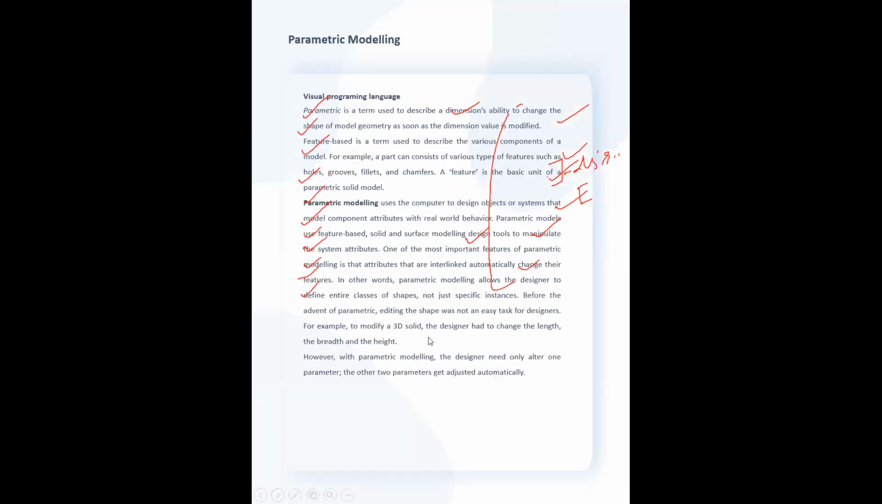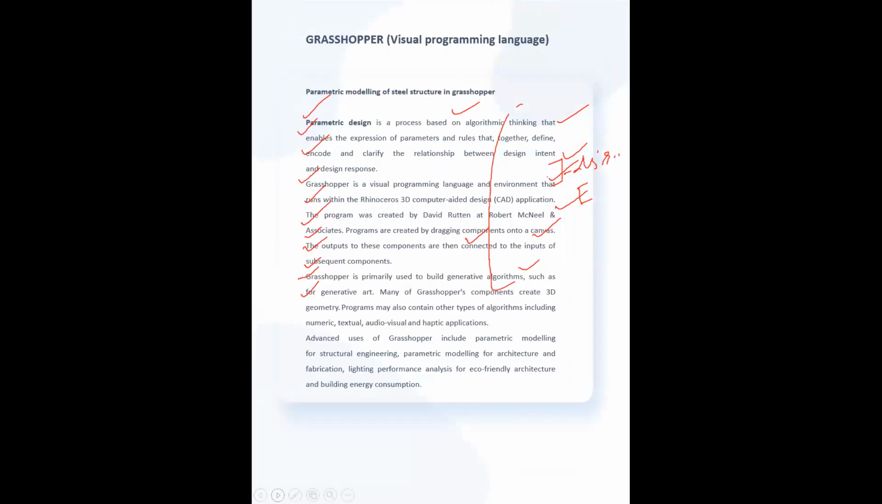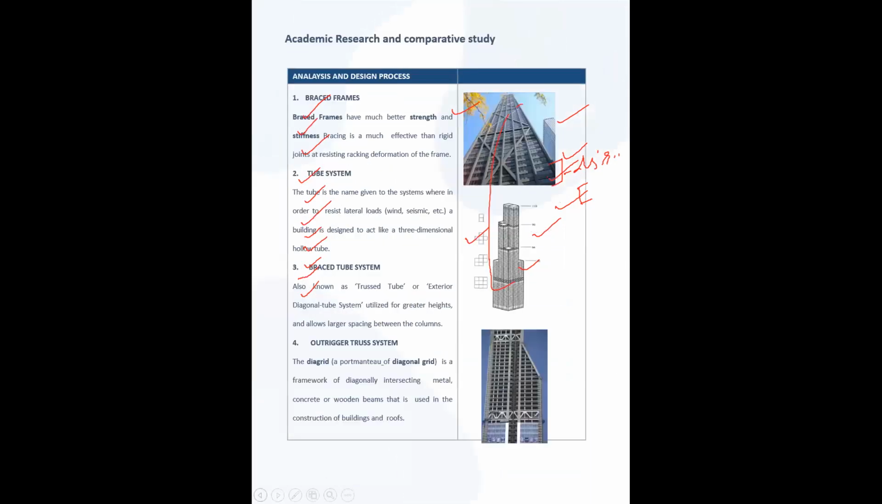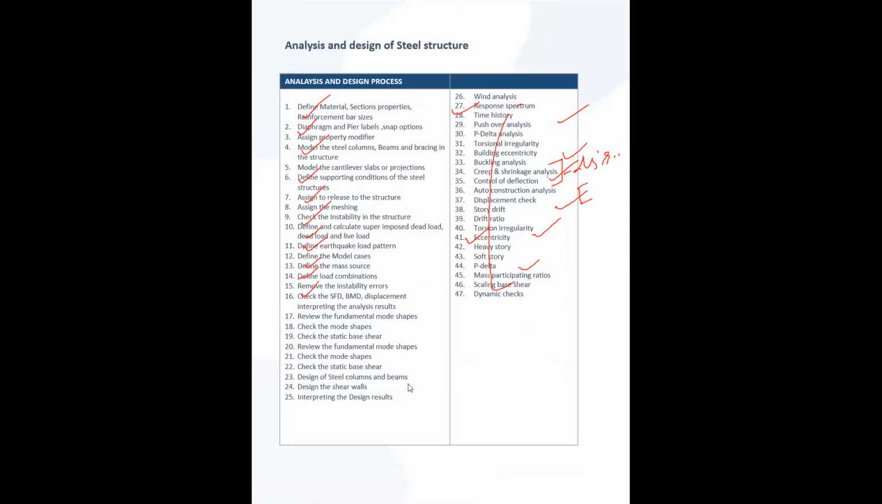In analysis and design, what kind of analysis will we perform? As you have done your master's in structures, if you summarize, we have two kinds of analysis. The first one is linear analysis, and the second one is non-linear analysis. In linear and non-linear analysis, we have lots of modal divisions.